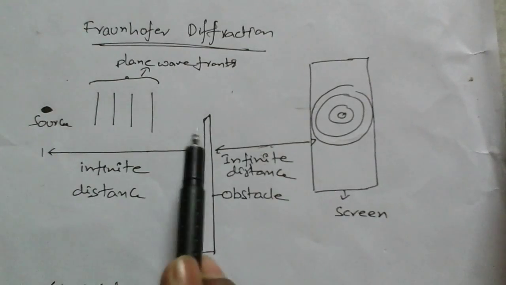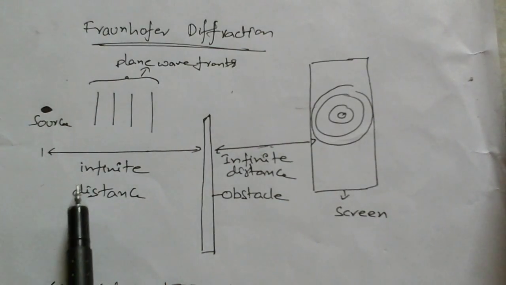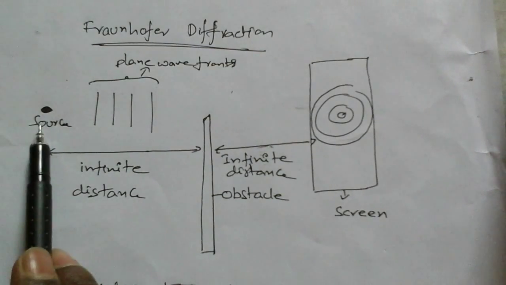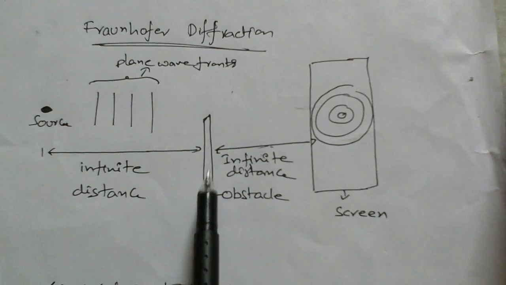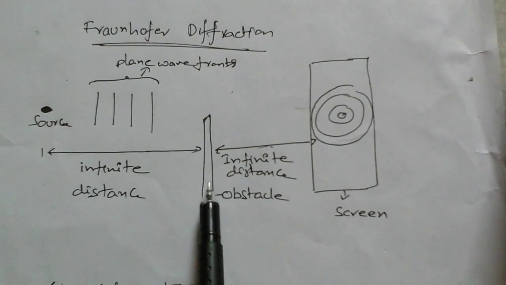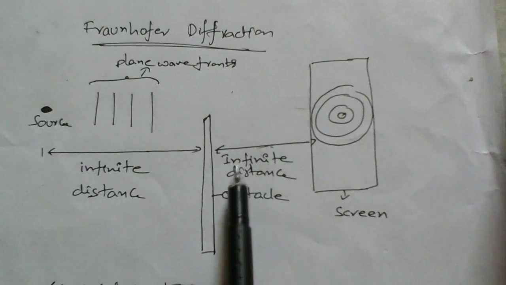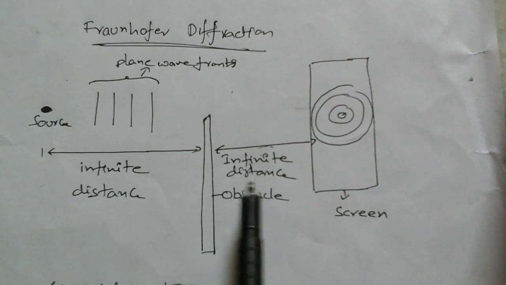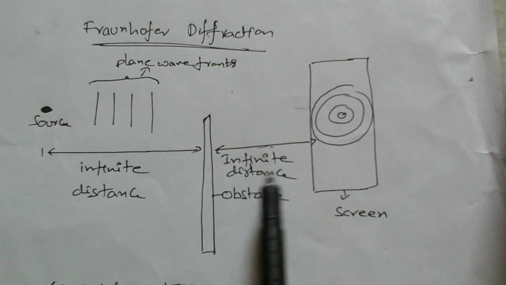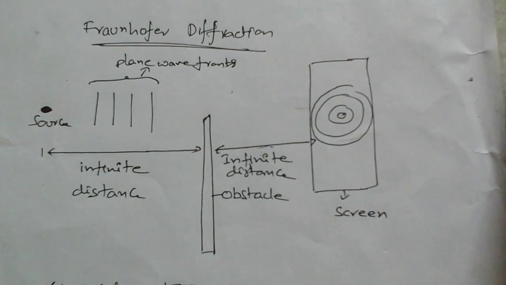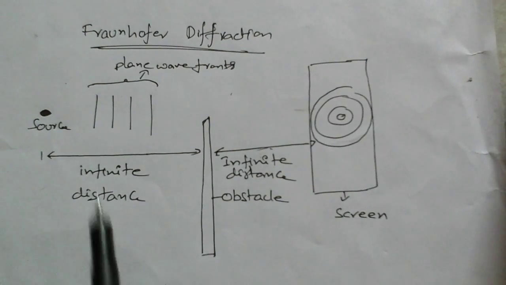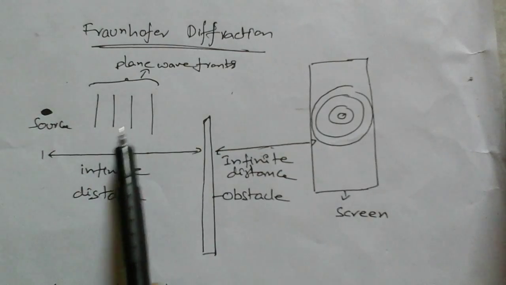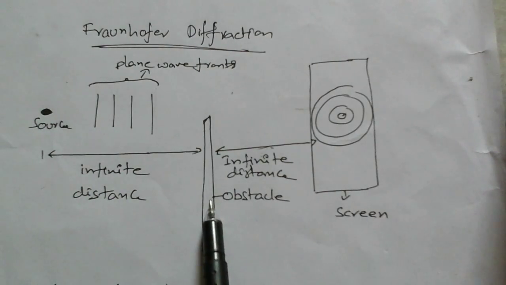From the source to the obstacle, we have a distance of infinity, and again from the obstacle to the screen, we have infinity distance in this diffraction. Hence, due to the infinite distance from source to obstacle, parallel wavefronts will fall on the obstacle.